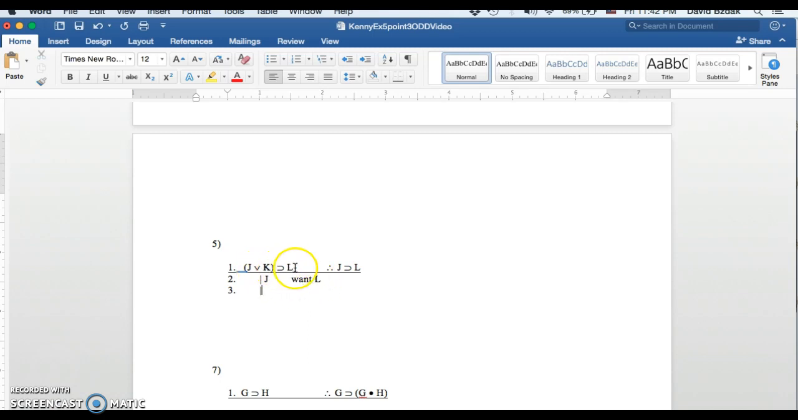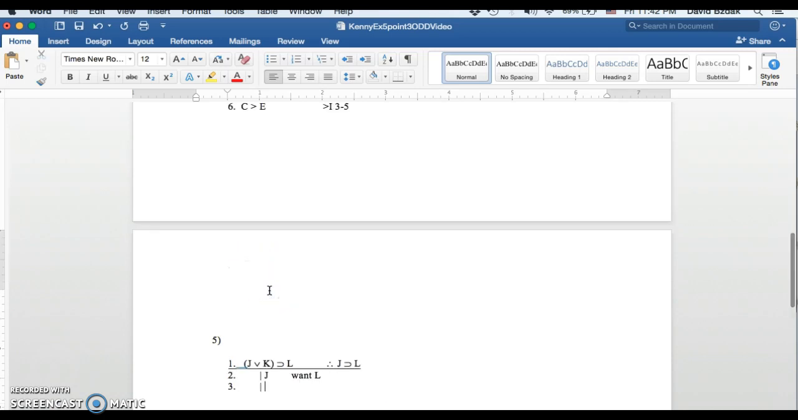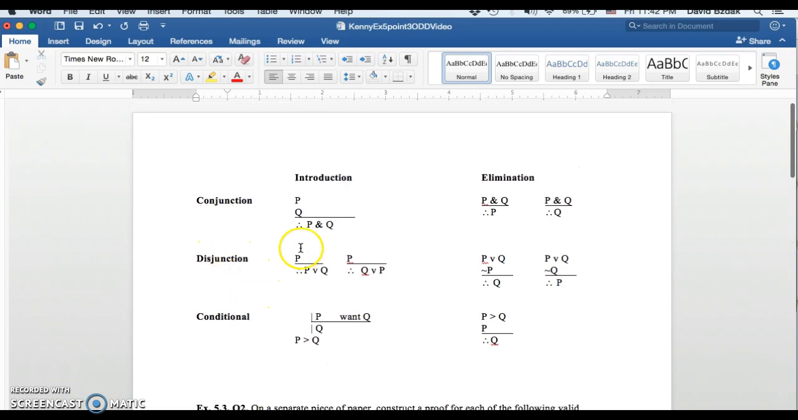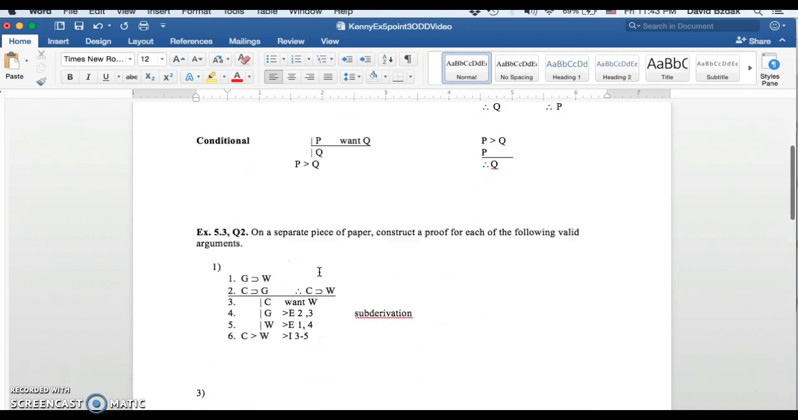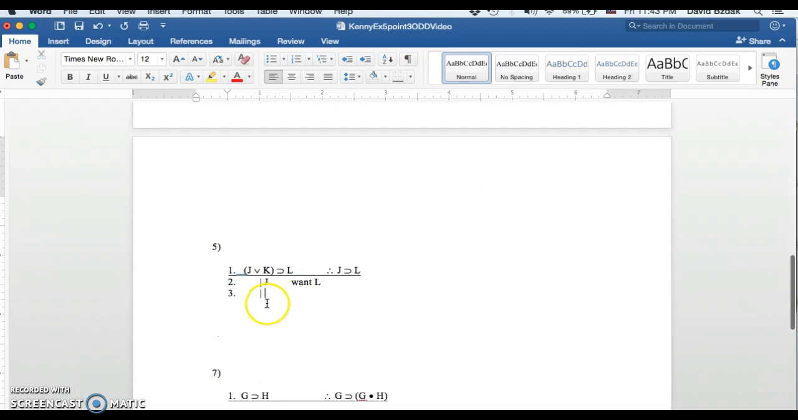Okay, so we need now to get L, we need J or K, because remember, to do conditional elimination, we need the whole antecedent. So how do we get J or K? Well, remember our disjunction introduction rule says if I have any sentence P, I can put it into a disjunction with any other sentence. So I have J, so I can put that into a disjunction with any other sentence, including K. So again, why did I do that? Because I wanted that antecedent of that conditional.